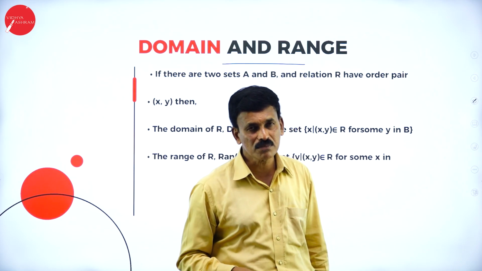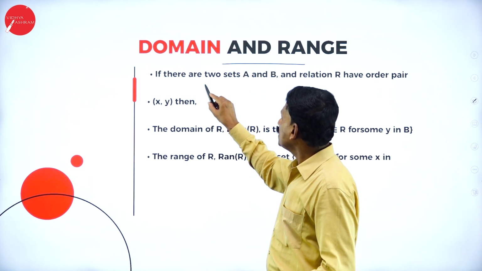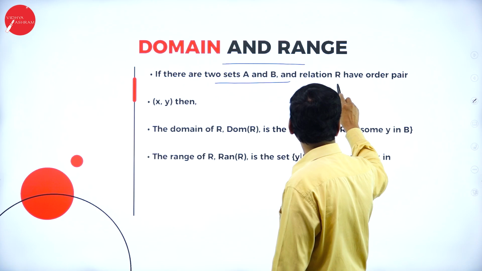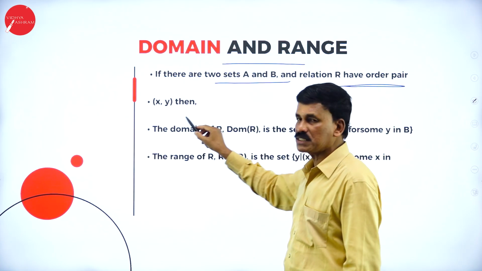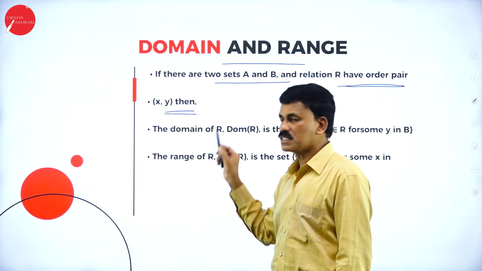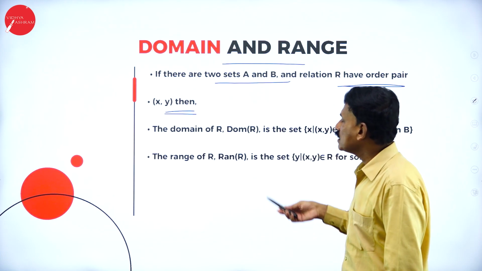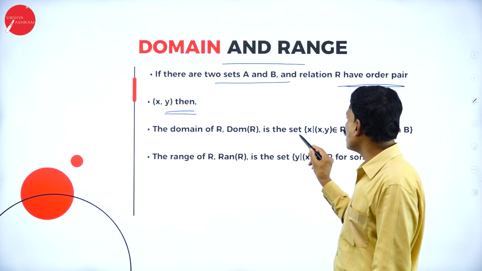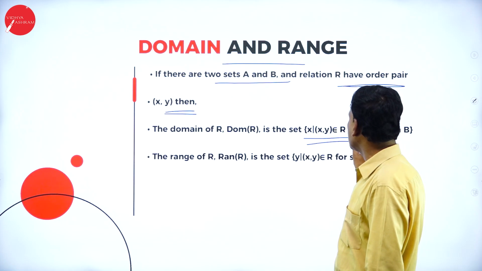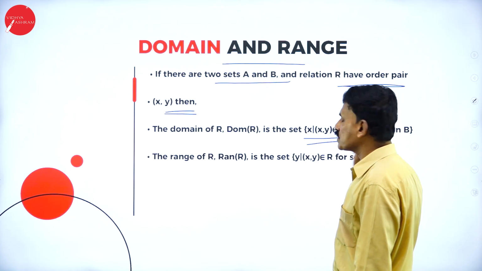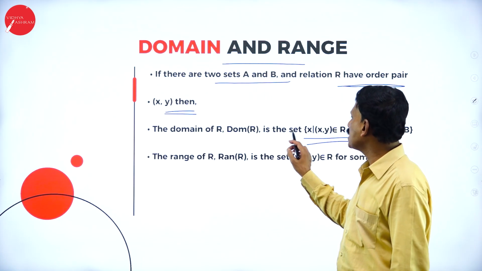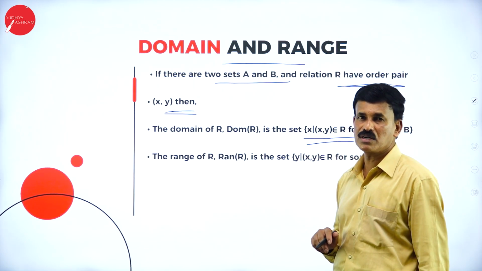Now how to represent this mathematically? If there are two sets A and B and the relation R has ordered pairs (x, y), then the domain of R is denoted as the set of all x such that (x, y) belongs to R for some y in B. So the domain is denoted as {x such that (x, y) belongs to R}.